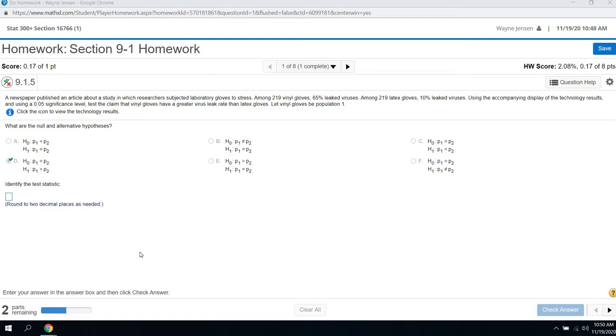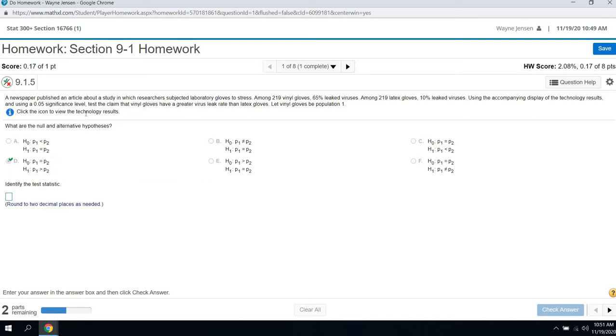Using the accompanying display of the technology results and using a 0.05 significance level, test the claim that vinyl gloves have a greater virus leak rate than latex gloves. Let the vinyl gloves be population 1. I apologize, but I already picked the right null hypothesis and alternative. What they're claiming is that vinyl gloves, population 1, have a higher leak rate, so their percentage of leaks is greater than the percentage of the latex. That's why we chose D: the null hypothesis is always equal to, and the alternative hypothesis has to be the claim, if it can be, and it can, that it's greater than.